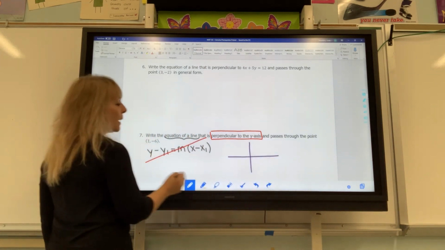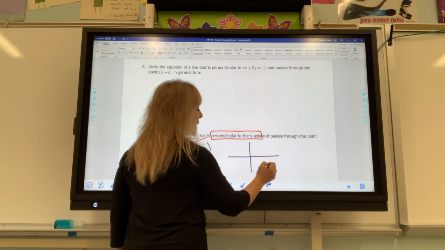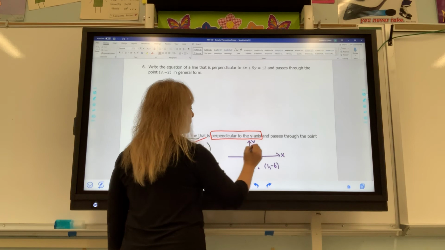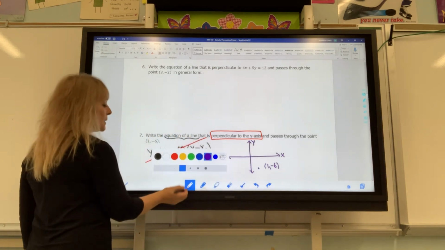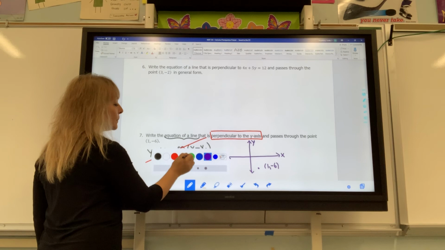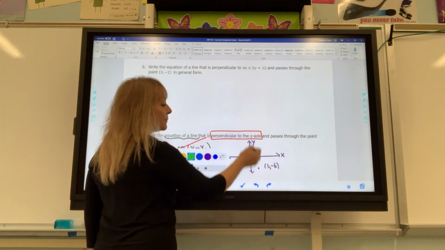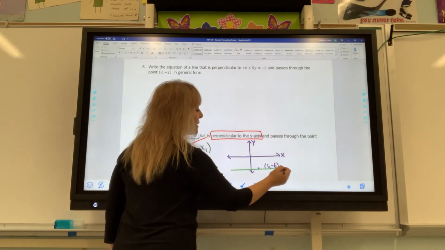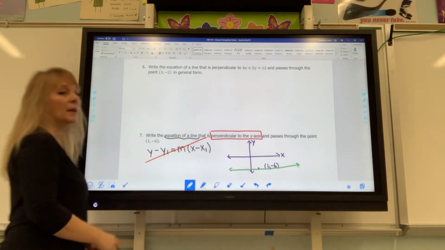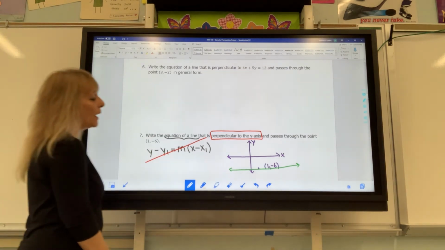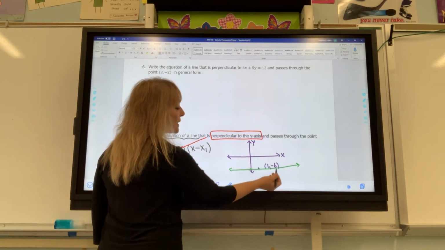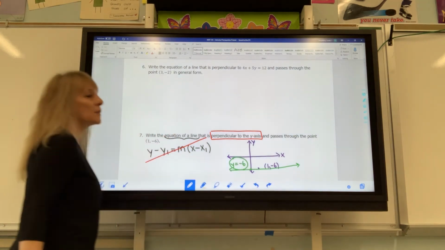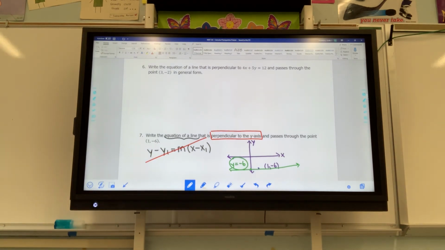It passes through the point 1 across and down 6, which I'm going to label right here. And if the y-axis runs vertically, then perpendicular runs horizontally. This is the line. Your answer is that green line. And when you look at the green line, it only intersects the y-axis at a height of negative 6. So it's y equals negative 6. That's the answer. And there's no extra work that has to be done.